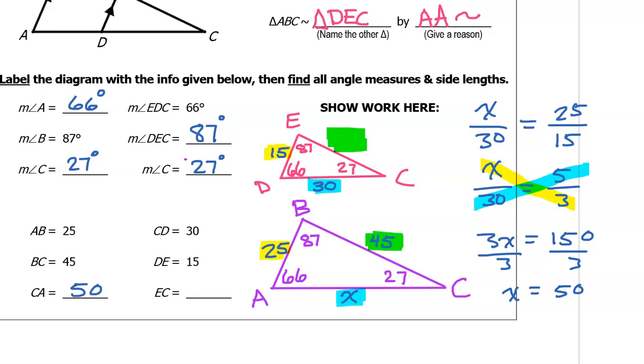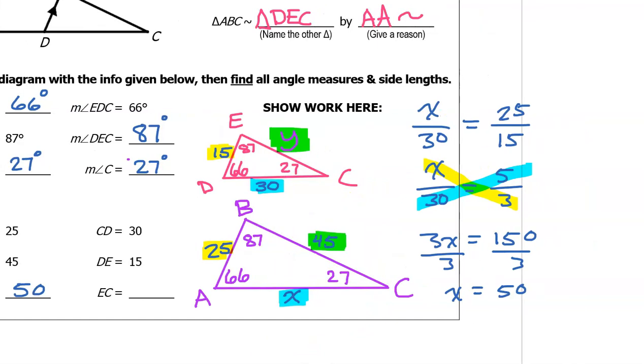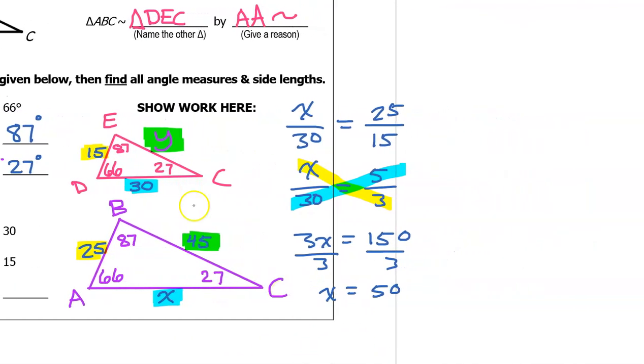Last, we need to find EC. Side EC is right here. Let's go ahead and just call it y. Okay, so we need to make a fraction involving y. So I'm going to do y over 45. So here I go. Y over 45 equals. Let's use the yellows again because we have both numbers.